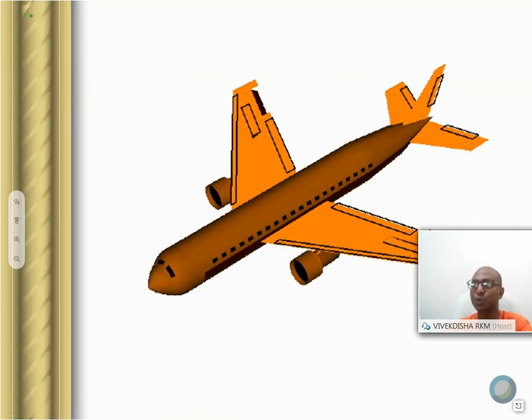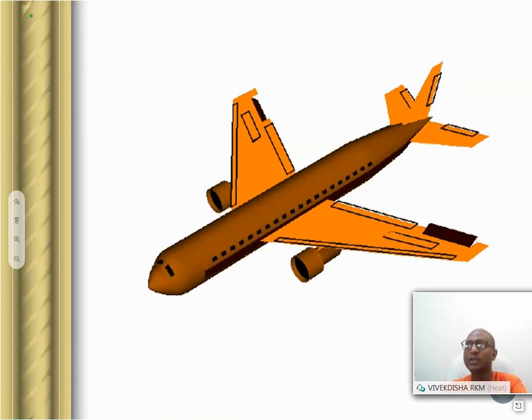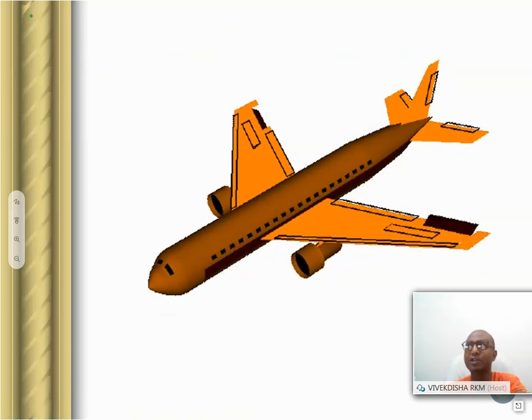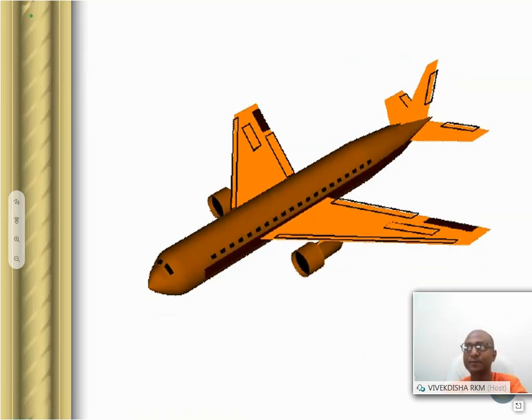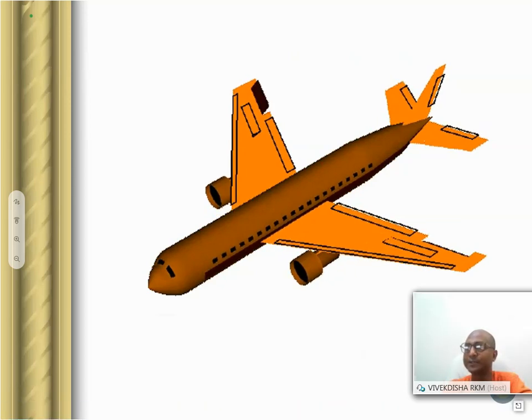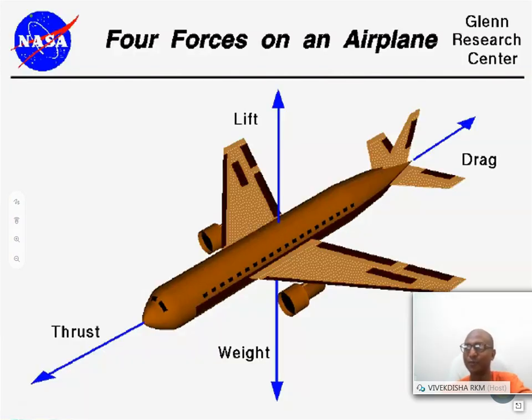So here is one aircraft. What are the forces acting on it when it is flying? Gravitational force. Yes, go on. When an aircraft is flying, we can find four types of forces acting on it.